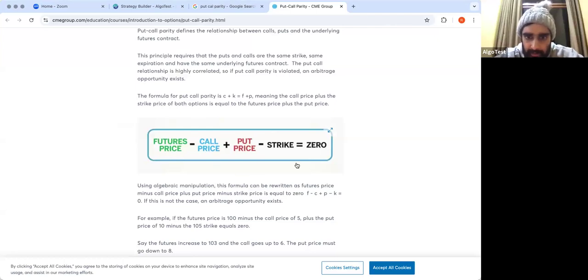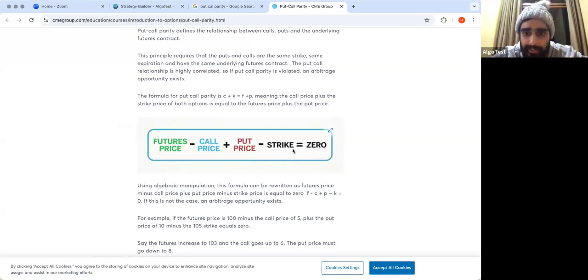And they've given, it's an interesting way of putting it over here, right? They've said the futures price minus the call price plus the put price minus the strike should equal 0. They've given a formula. It's an arithmetic formula. There's only plus and minus here.